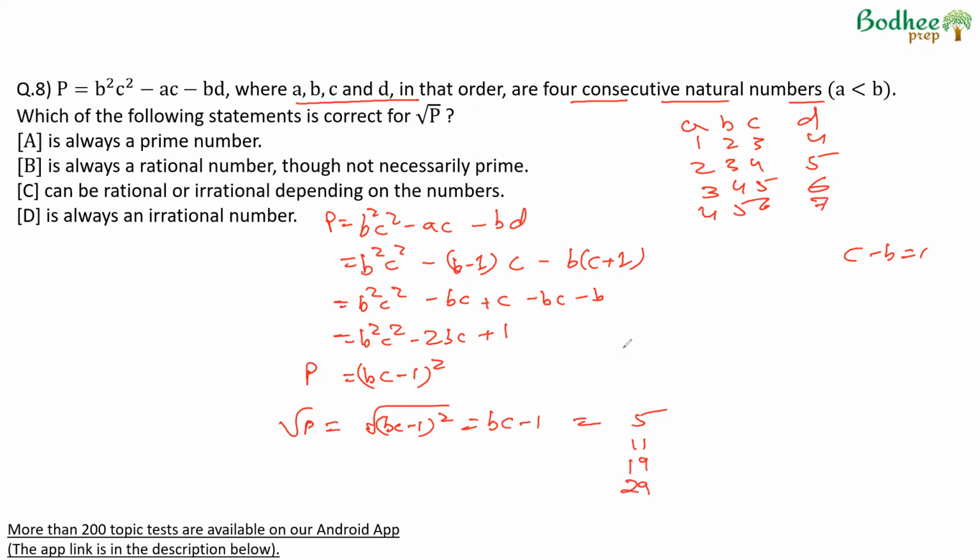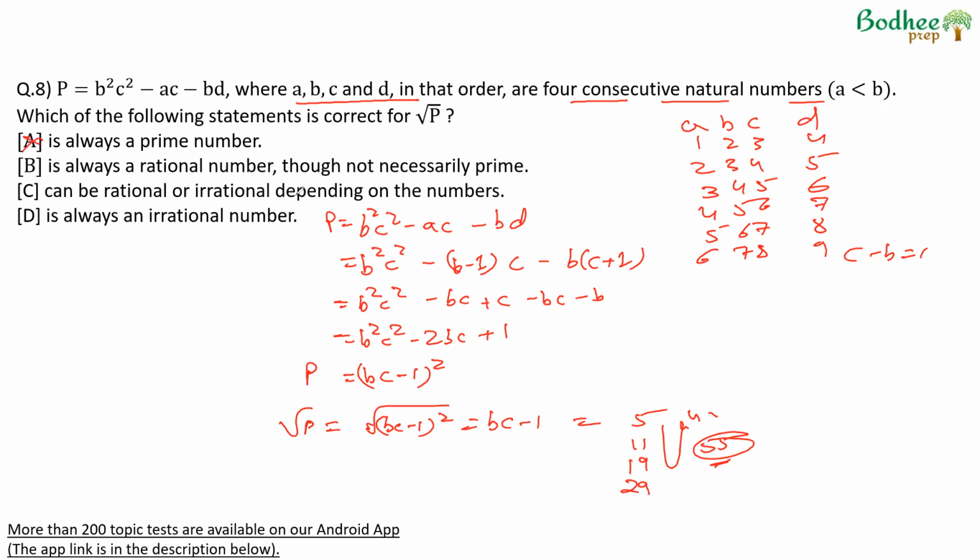It is going fine till now. 5 6 7 8: 6 into 7 will be 42 minus 1, 41. 6 7 8 9: 8 into 7 is 56 minus 1, 55. Till now, we are also getting primes. This is not a prime. The root of p is always prime.